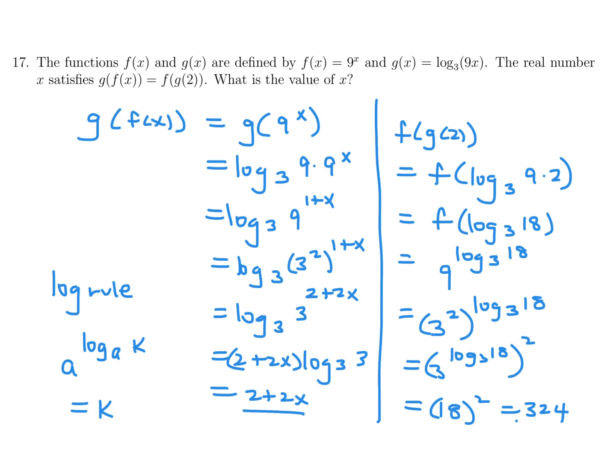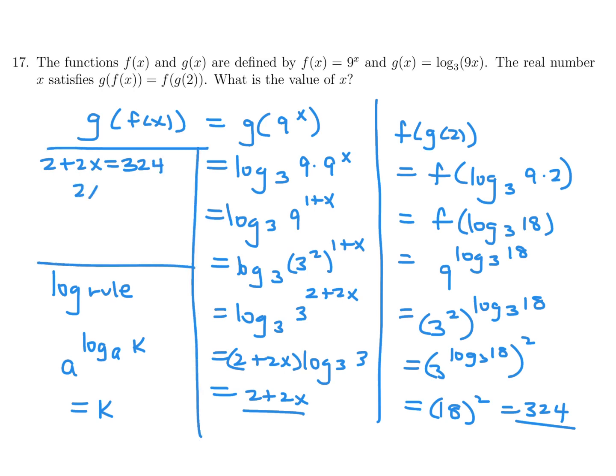So now that equals that, so that basically means that 2 plus 2x is equal to 324. So that means that 2x is equal to 322, and therefore x is 161.